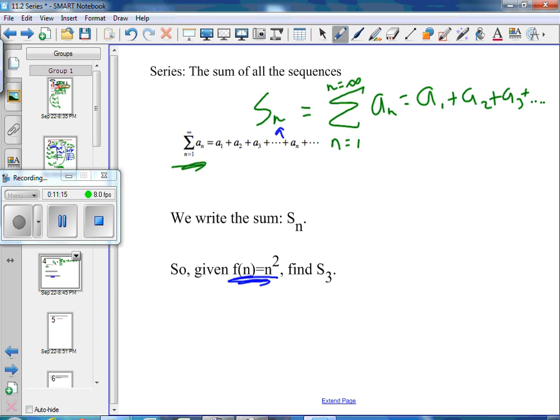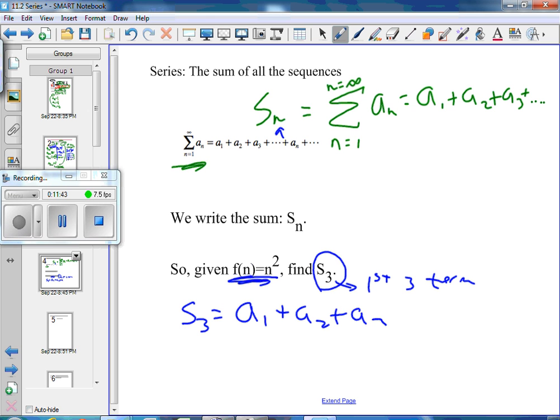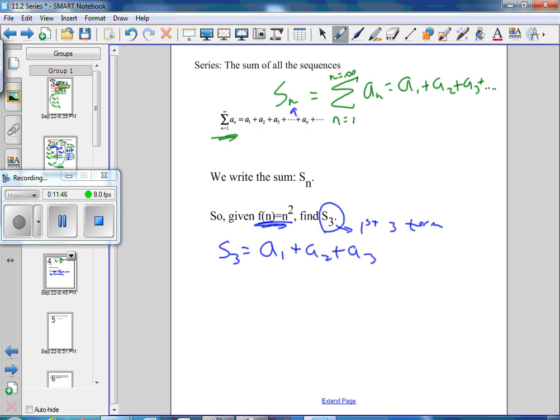So if I'm given some sequence f of n equals n squared, and I want to find s sub 3, the sum of the first 3 terms, s sub 3 is going to equal a sub 1 plus a sub 2 plus a sub 3. And then we can calculate those. So a sub 1 is just putting 1 in for n. So 1 squared plus 2 squared plus 3 squared equals 14.